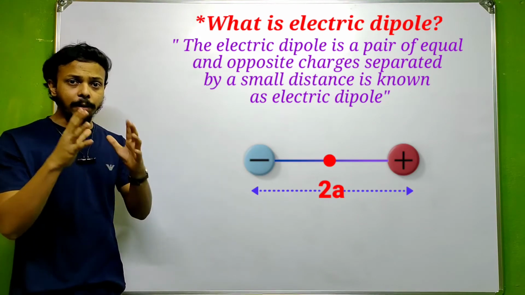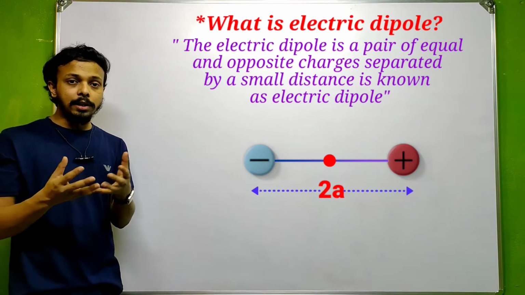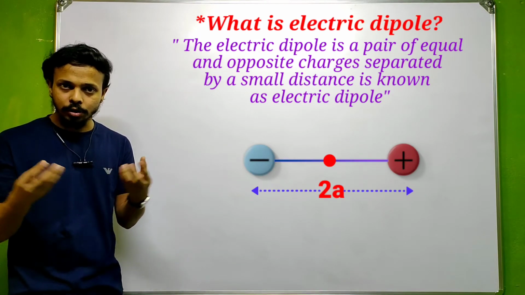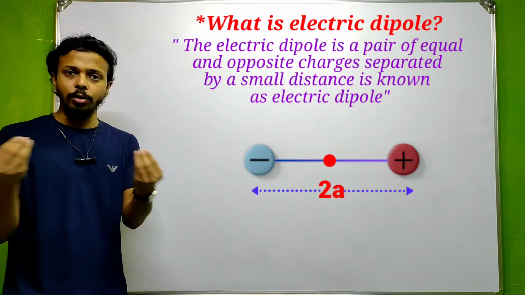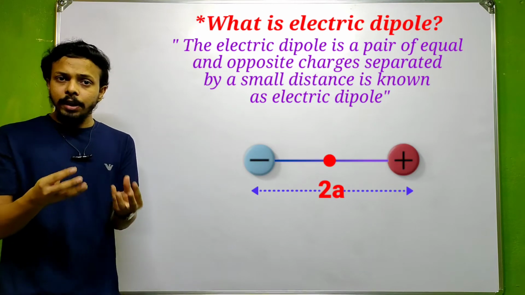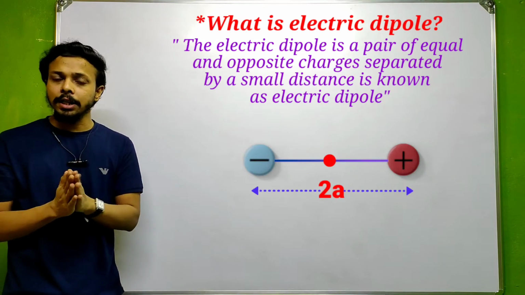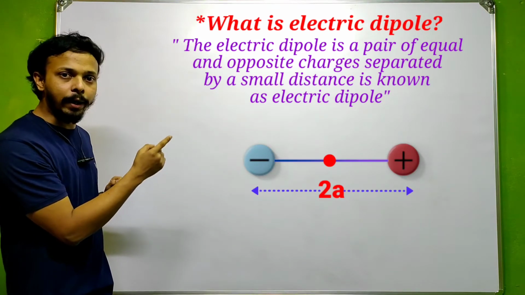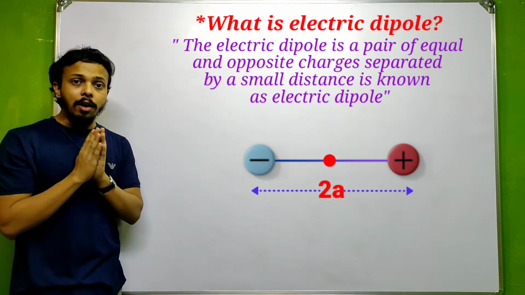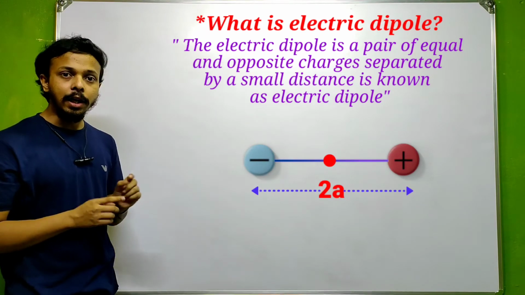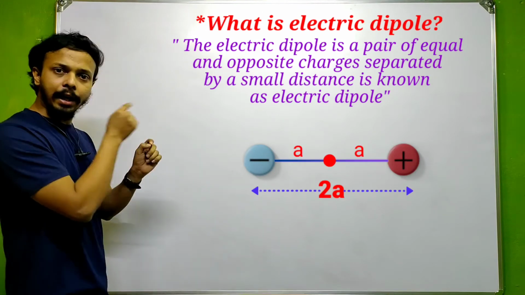If these two charges are placed in a space, they are supposed to meet at that special point, because there is an attractive force, and the electrostatic force is a mutual force. One body attracts another body, and the other body also attracts the first body. So they will meet at the center of the line joining the charges. This is the line joining the charges, and that is the center. And with respect to the center, the distance of the negative charge and the positive charge is taken as a and a.